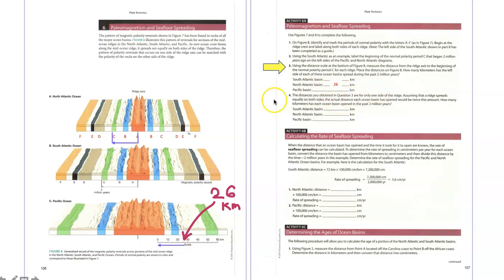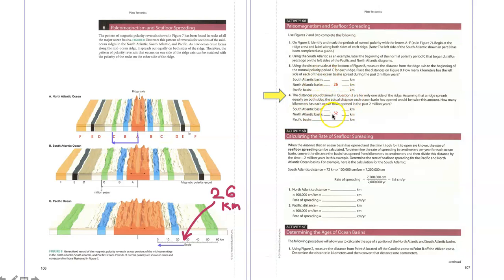Now, this is a little bit weird because they have the North Atlantic up top, but they have the South Atlantic listed up top in this list. So don't be confused by that. Then it asks you to go ahead and double that amount, because if we want to figure out the rate of seafloor spreading, we need to know this entire distance from this point in C to this point in C.